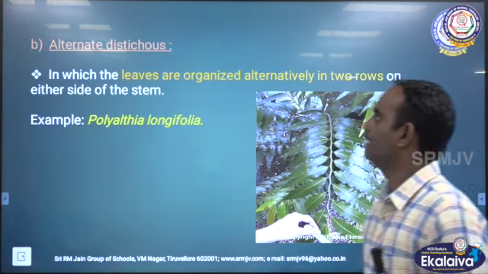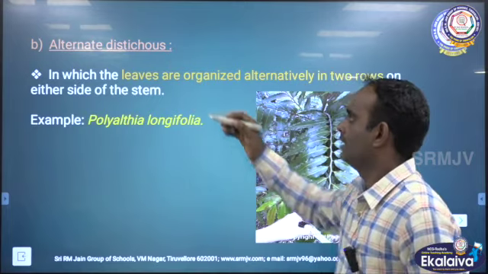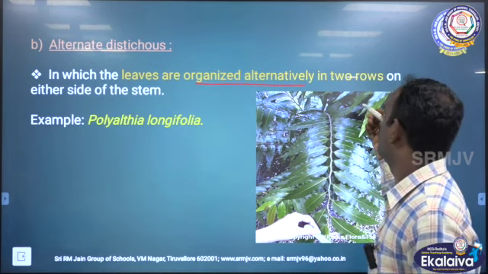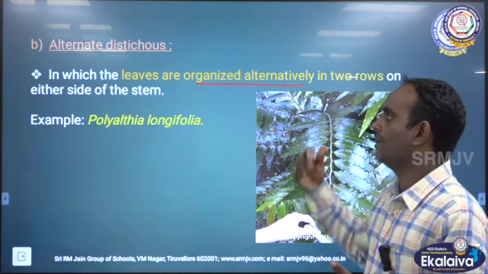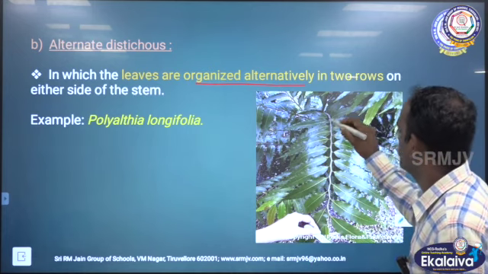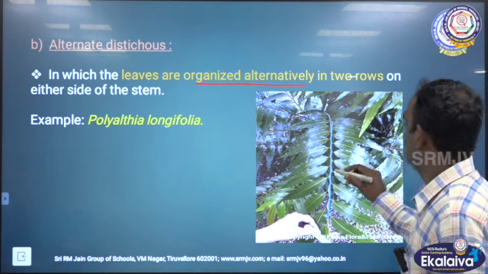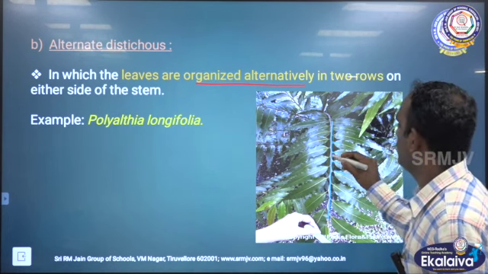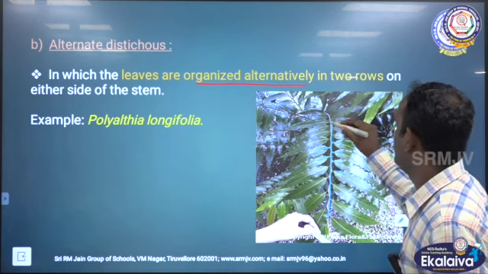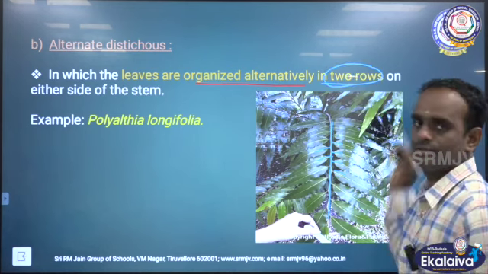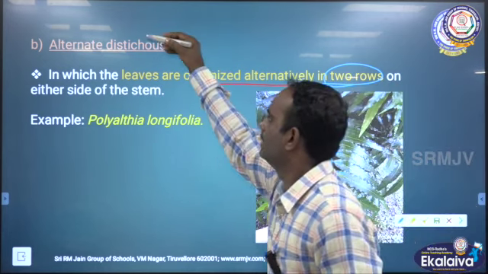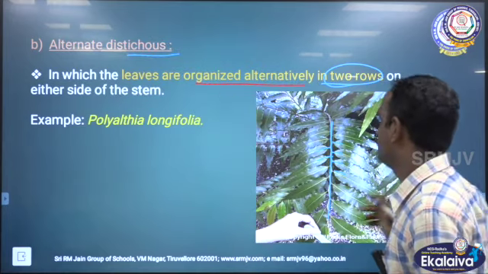Second one is alternate distichous. In this type, leaves are organized alternatively in two or more rows. Two rows on either side of the stem. See the picture here, children. This is the stem, and this side leaves are arranged, and alternatively this side having two rows. So leaves are organized alternatively in two rows. This type of arrangement of leaves is said to be alternate distichous. Okay.